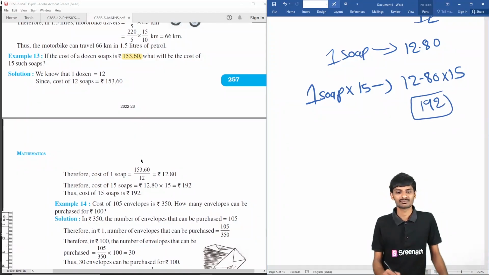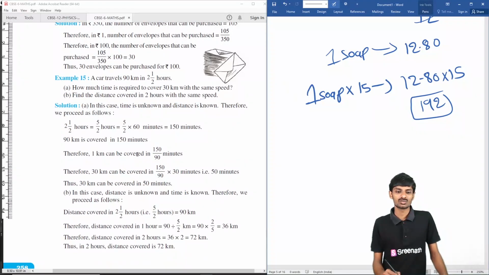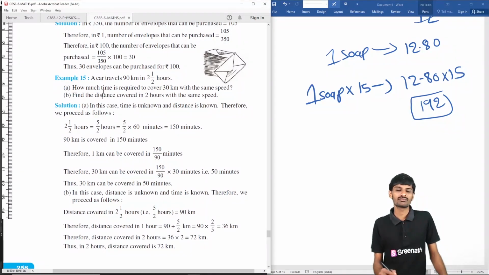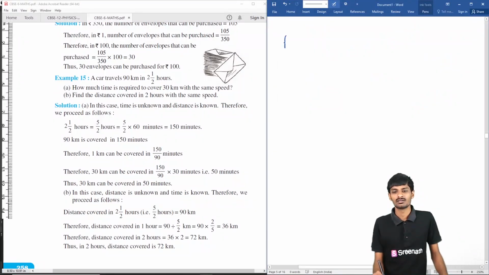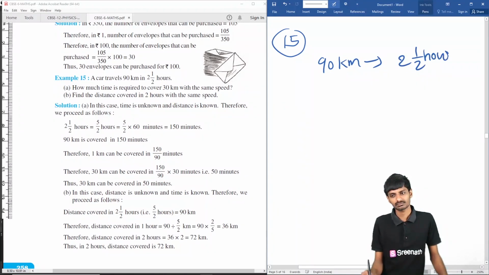So simple. And I will explain the 15th problem. So don't look at the answer, and don't get stressed out by it. A car travels 90 kilometers in 2.5 hours. So a car has traveled 90 kilometers in 2.5 hours.